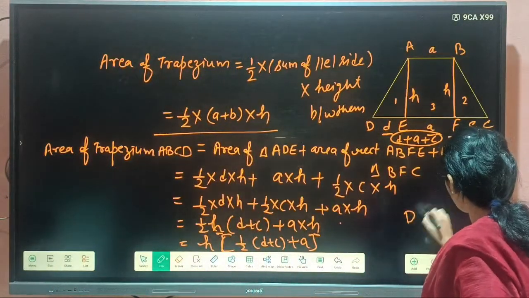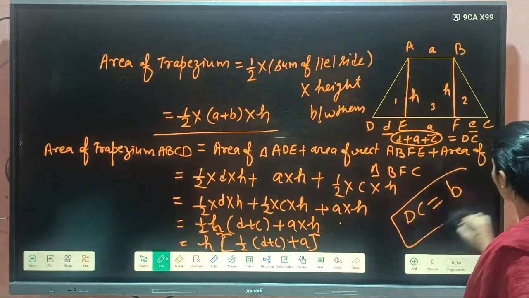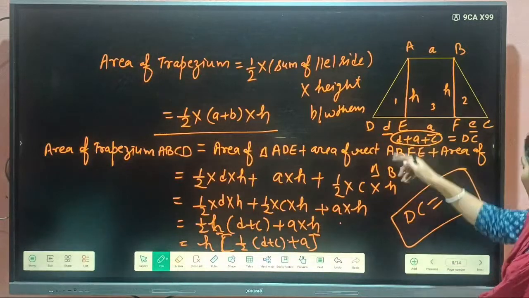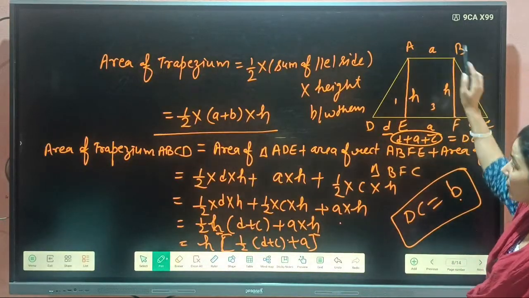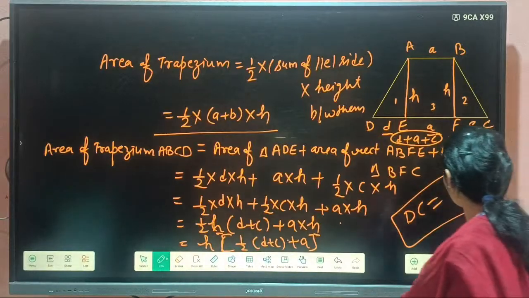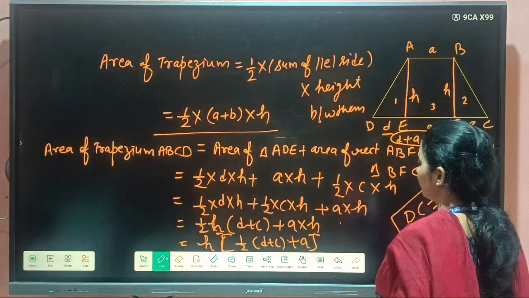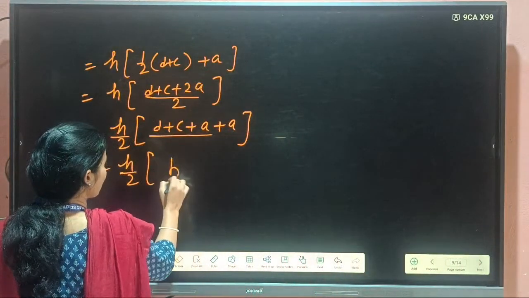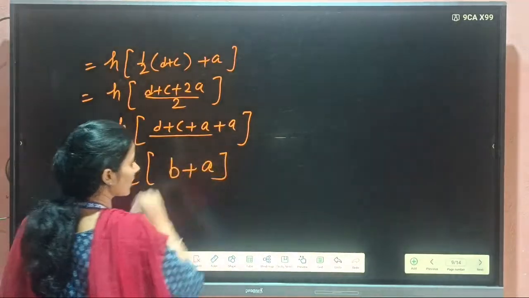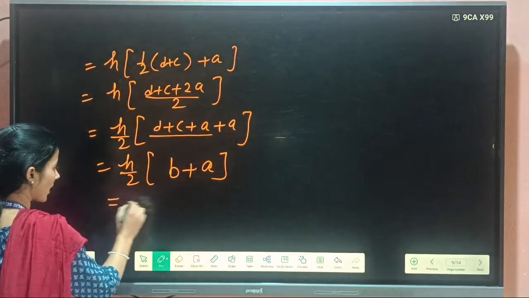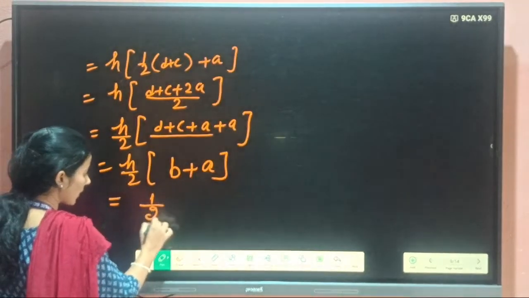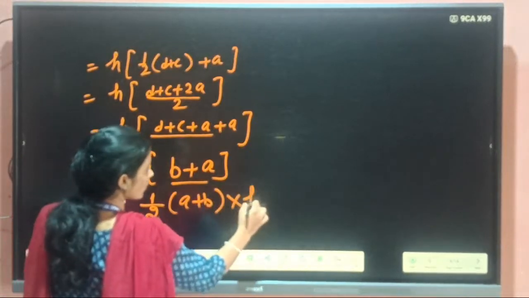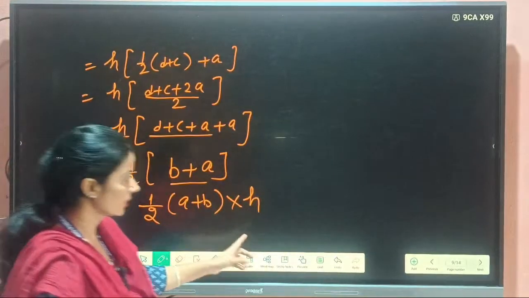Now this DC, if you are considering this complete is B. In the starting we considered this DC was complete B. Length of this DC is B and this AB side was A only. So in place of DC, I will write B and this plus A as it is. So in this way, I got the area of trapezium: 1 by 2 into the sum of parallel sides into the distance between them. This is the area of trapezium.